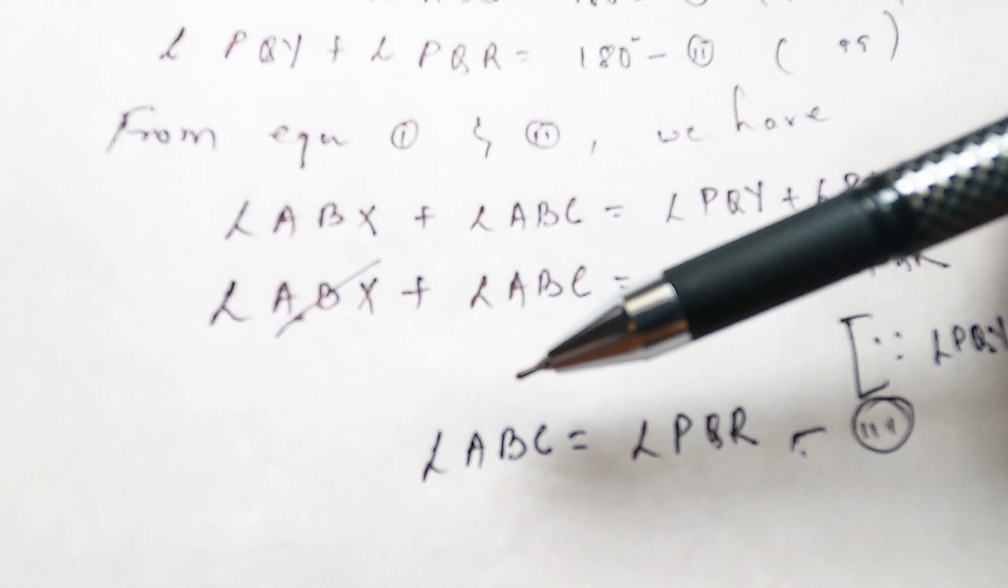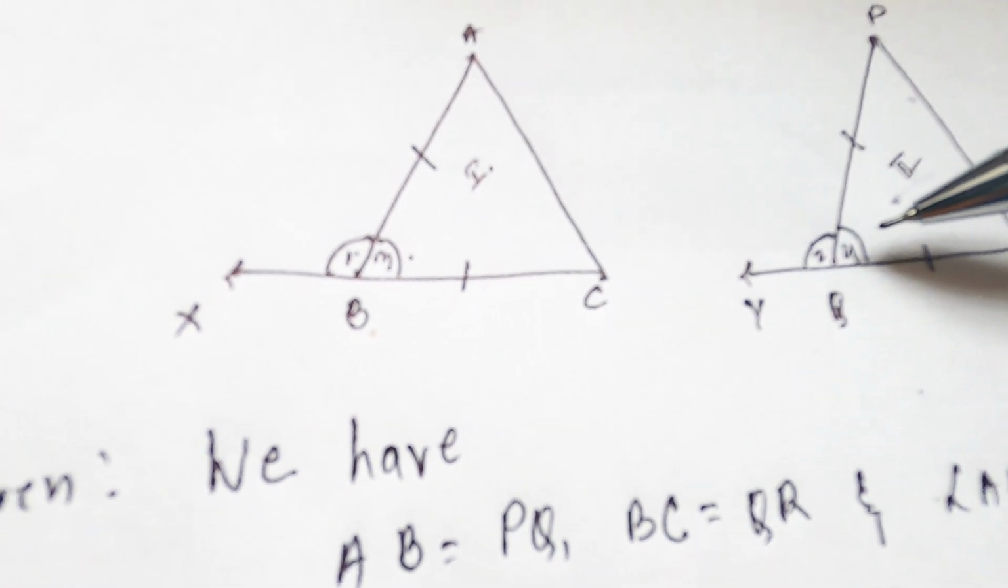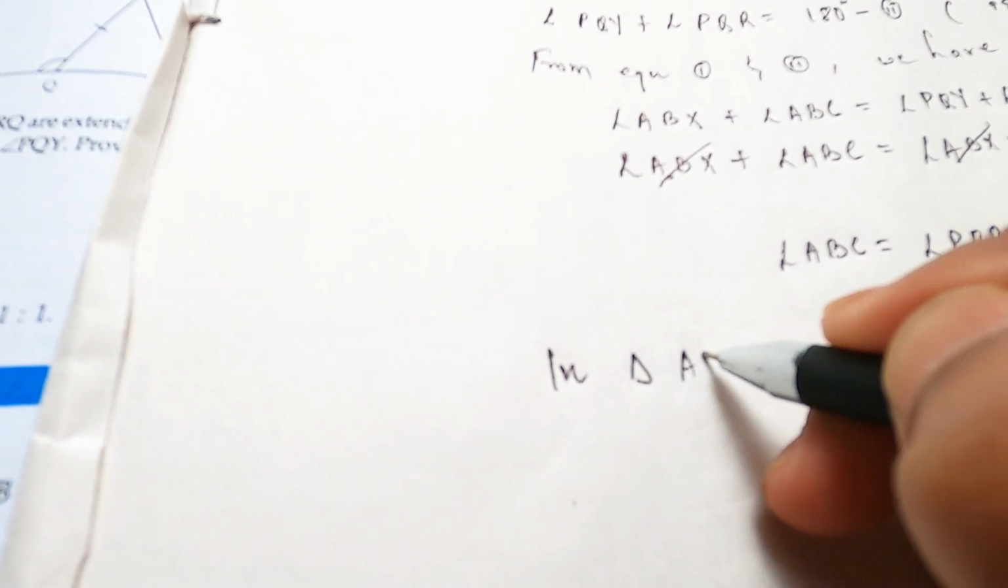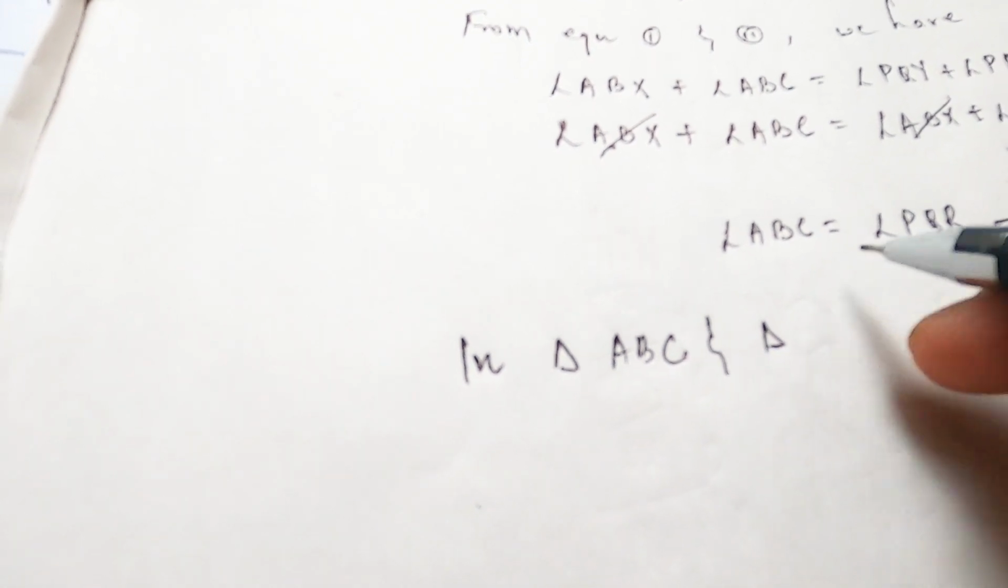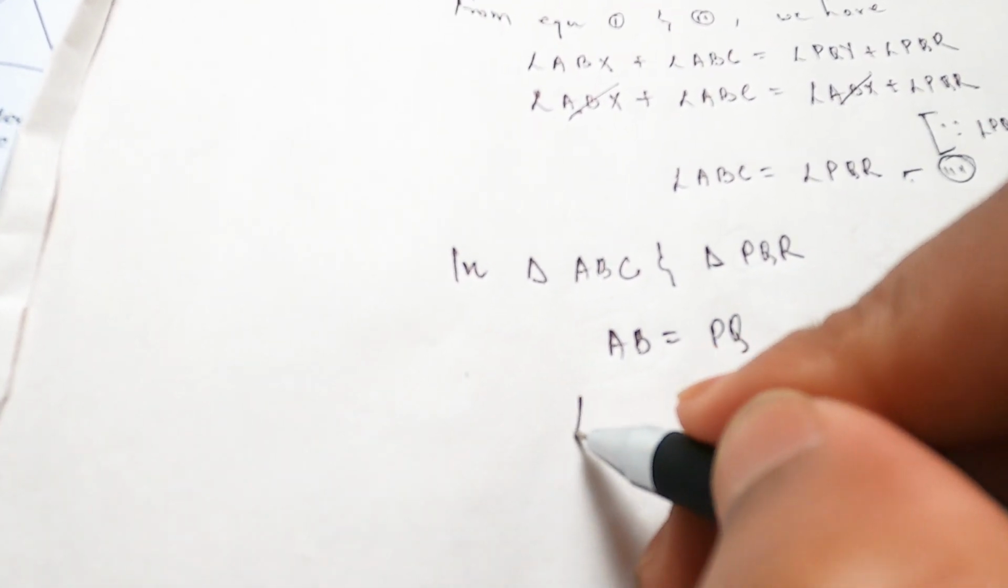So here we have proved that angle 3 is equal to angle 4. So therefore now we can show that the two triangles are congruent. So you will write here, in triangle ABC and triangle PQR, AB is equal to side PQ. All right, angle ABC is equal to angle PQR, and side BC is equal to QR.